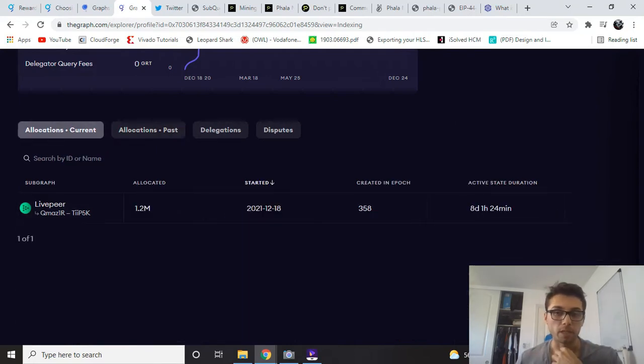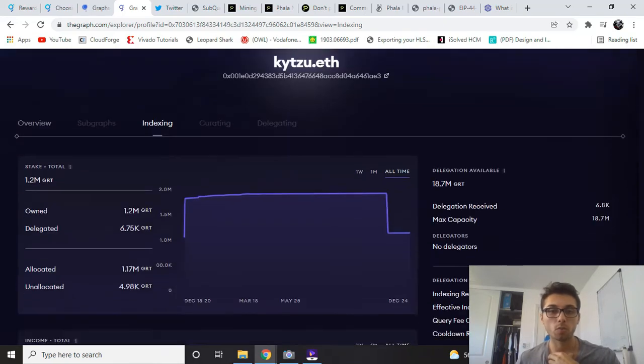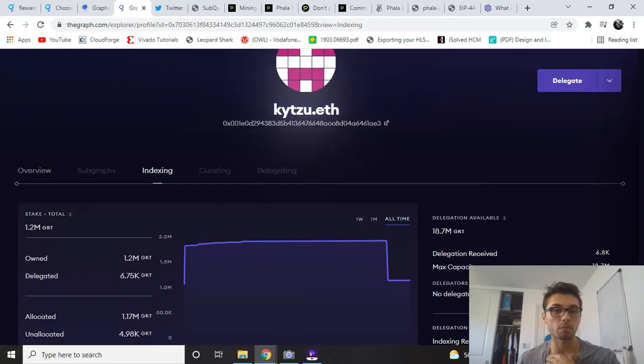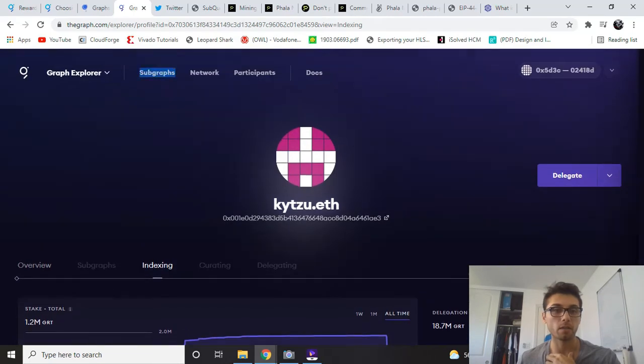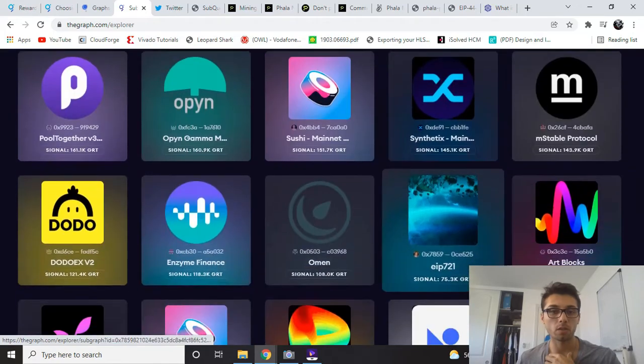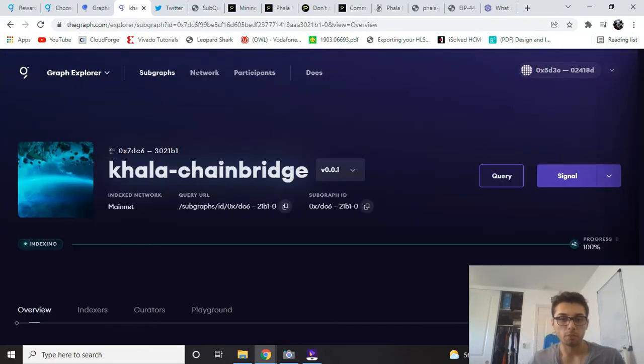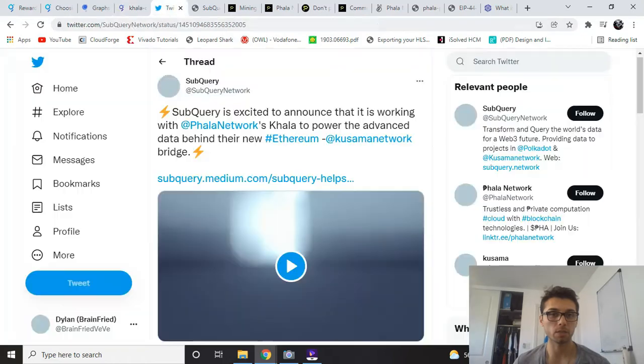That's just my understanding. I could be wrong about that. Let's see what else. So the one indexer that I chose was actually indexing something called Graph. Let's see if I can find it. Was it this one? Oh, Kala Chain Bridge was one of the indexers I was looking at, and I was like, what is this? I've never heard of this. So I started looking into it a little bit.